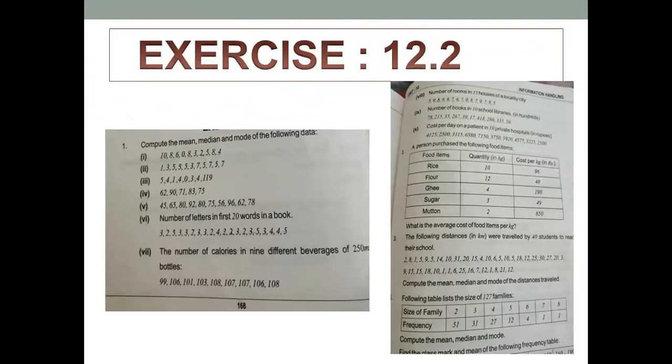In exercise 12.2, we have 3 questions in our scheme. Although there are 7 questions, the first 3 questions are included in our scheme. Question 1 has 10 parts. Question 2 is related to weighted mean, and question 3. Questions 1 and 3 are the same, and we calculate mean, median and mode in them.